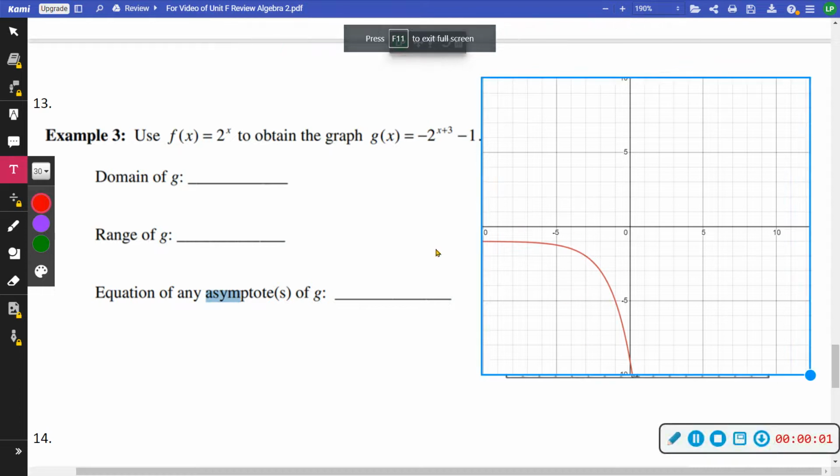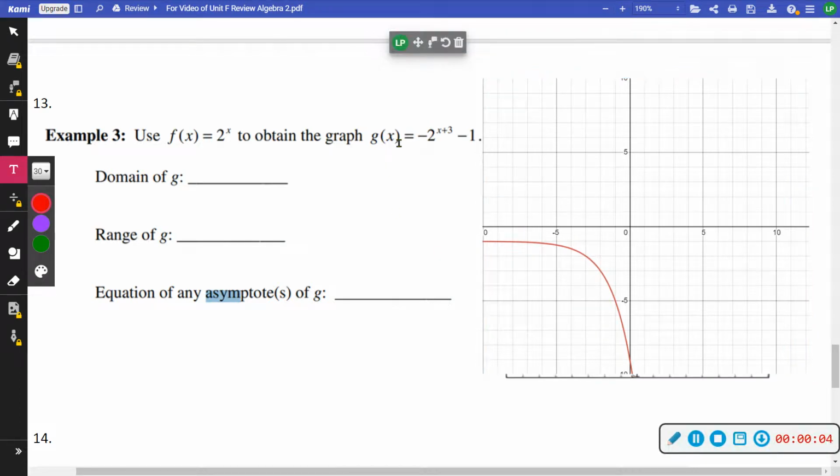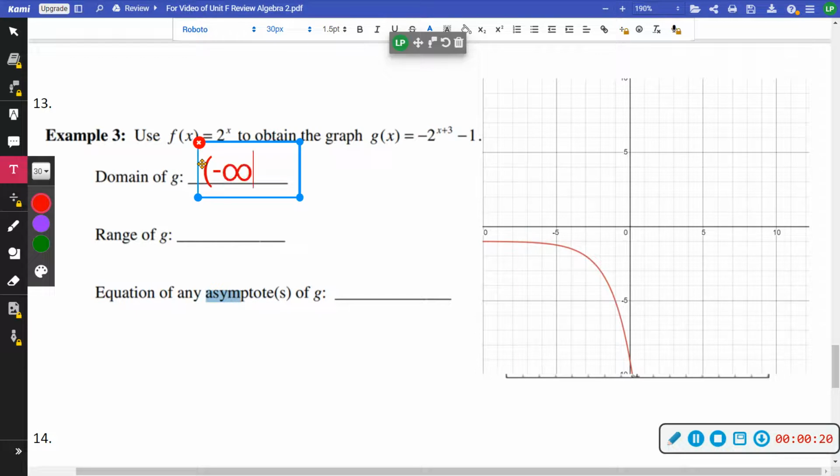So we have the graph over here of g of x. I went ahead and graphed that for us. And we call this an exponential because it's raised to the x. And one thing we know about exponentials is the domain, at least for the ones we do in this class, those are going to be all real numbers. And one way to say all real numbers is negative infinity to infinity.